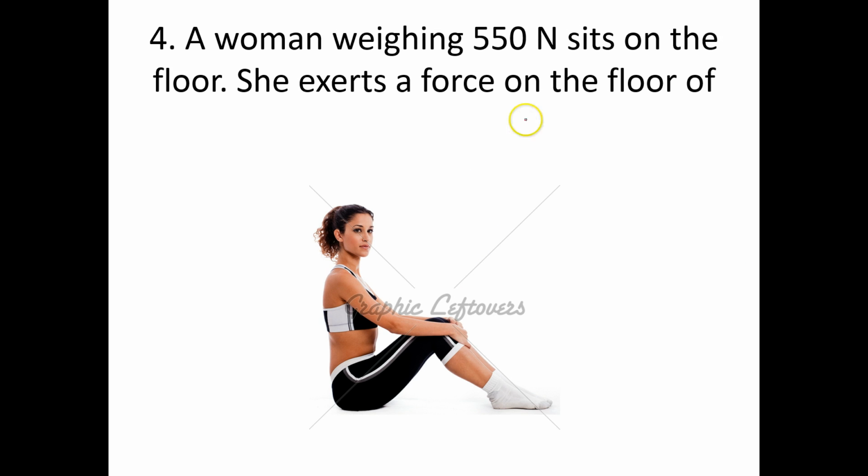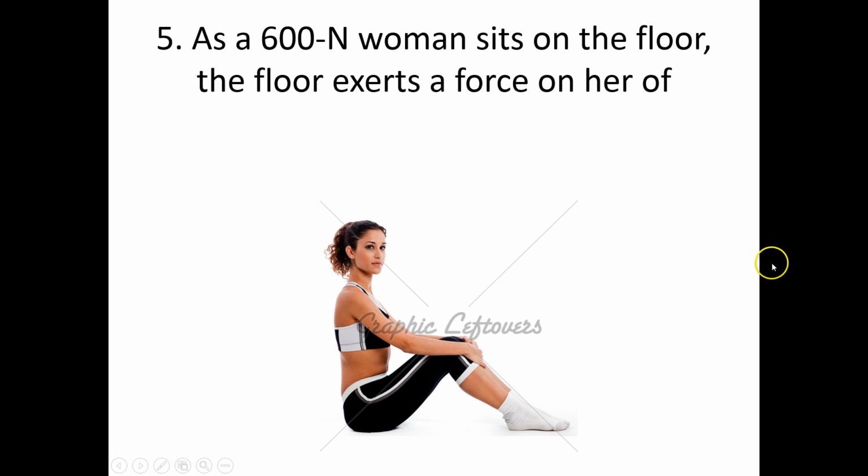Number 4, a woman weighing 550 newtons sits on the floor. She exerts a force on the floor, so her force on the floor will be 550 newtons. That one's pretty easy. Next question says, a 600 newton woman sits on the floor. It says the floor exerts a force on her, so the force back up on her will be 600 newtons because they are equal and opposite.